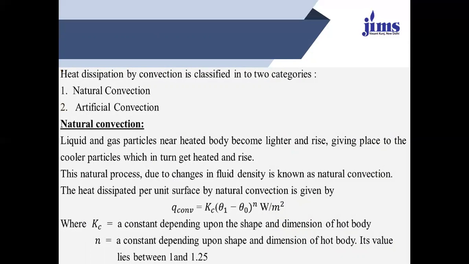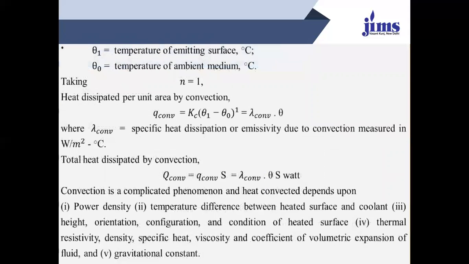The heat dissipated per unit surface by natural convection is given by q convection equal to Kc times (theta 1 minus theta naught) raised to power n, in W per meter square, where Kc is a constant depending upon the shape and dimension of the hot body. Its value lies between 1 and 1.25. Theta 1 is the temperature of the emitting surface, theta naught is the temperature of the ambient medium, and both of them are in degree Celsius.